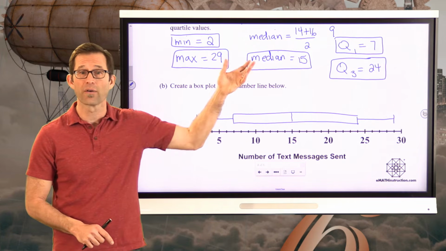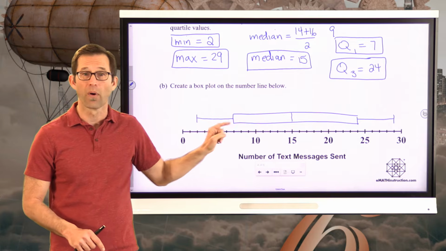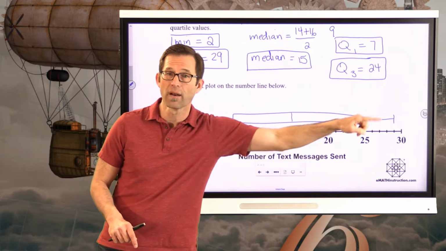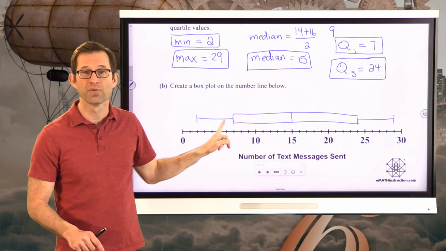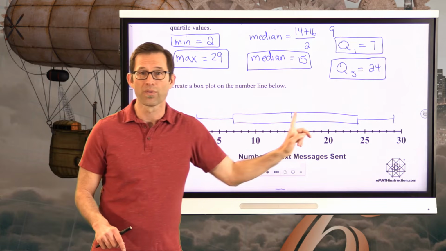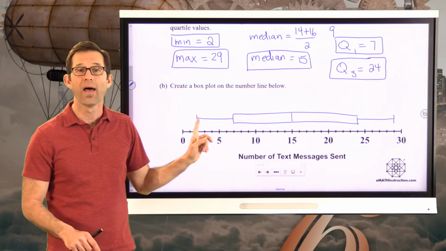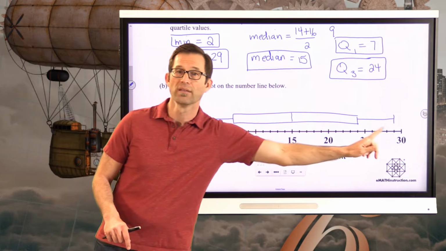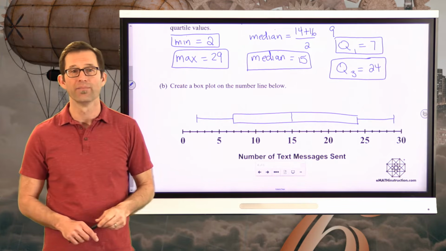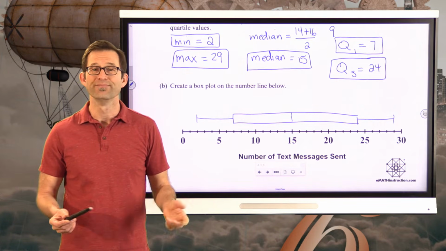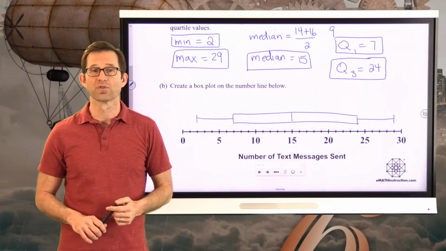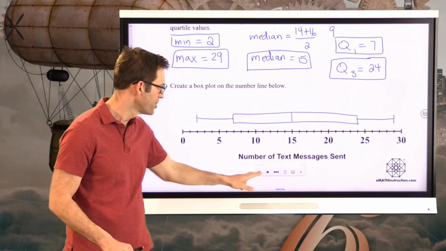As long as we can find our 5-number summary, we just simply mark off all 5 numbers on that number line, create the box between the first and the third quartile with the median somewhere in between them, and then extend those lines, those whiskers, out to the maximum and the minimum. All right, let's play around with another box and whiskers plot that's a bit more challenging.